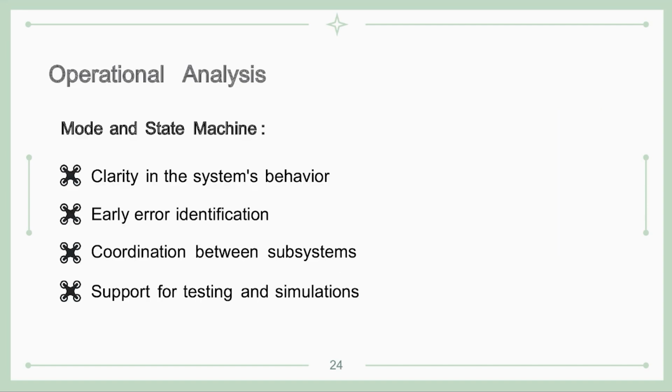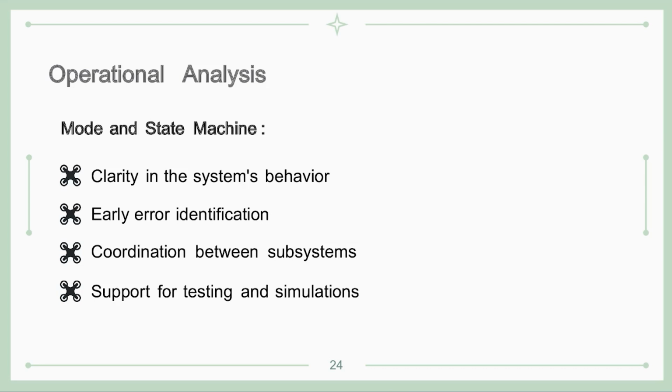Following with the operational analysis, we had mode and state machines. Capella's MSM diagrams are essential for providing a clear structural view of the system's dynamic behavior. They model how the system responds to events, transitions between modes and states, and ensure synchronization among components.